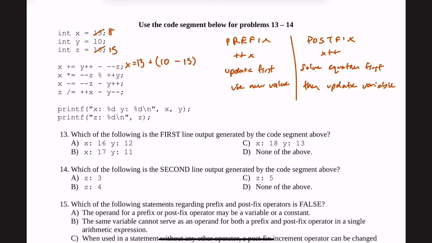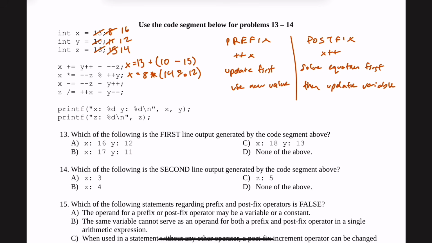And then now we're going to look at our postfix increment or decrement. So now we're going to update y. And then we can move on to the next line. X equals the current value of x times minus z, so update first, modulus plus plus y, so update first. 14 mod 12 is 2. 8 times 2 is 16.